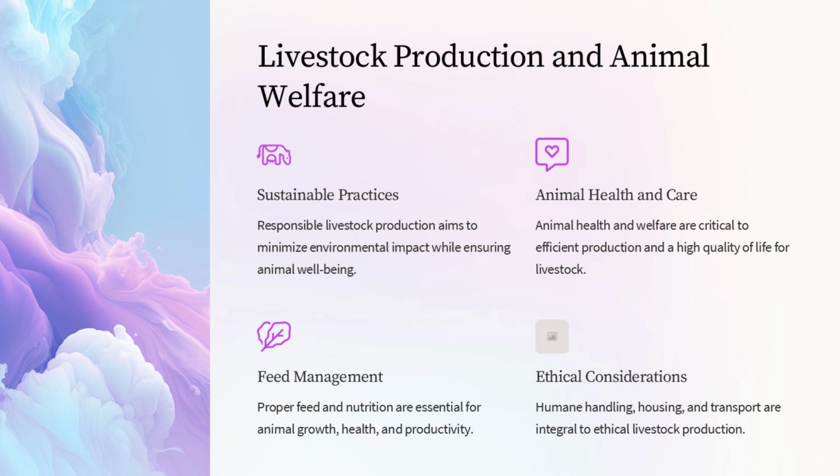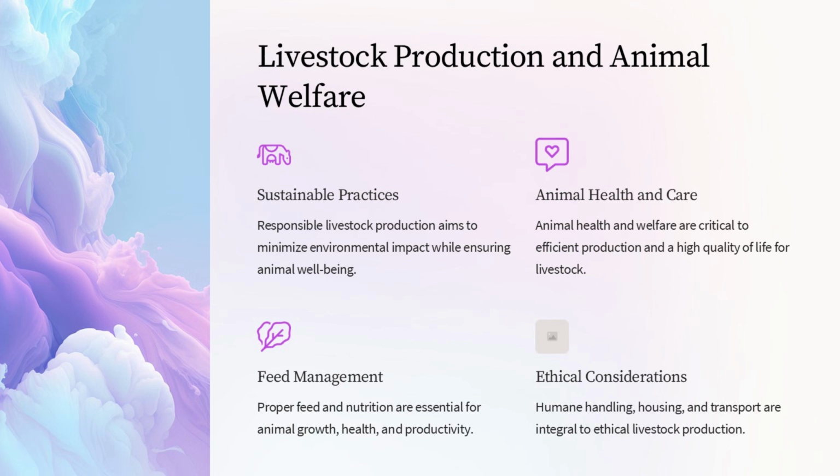Livestock production is a critical part of the global food system, but it must be done in a sustainable and ethical way. Responsible practices aim to minimize environmental impact while ensuring the well-being of the animals. Animal health and welfare are essential not just for ethical reasons, but also for efficient, high-quality production.